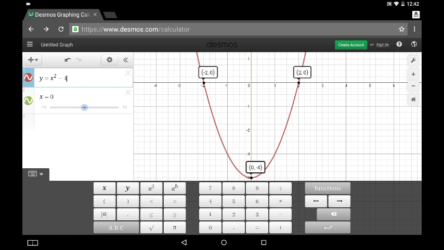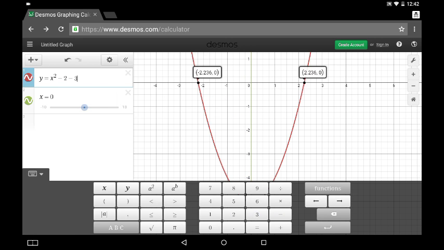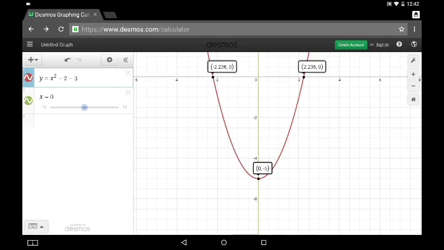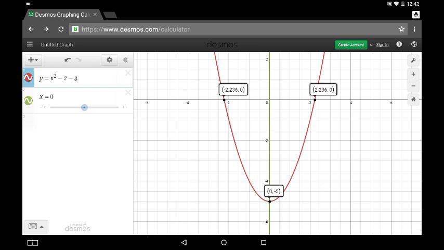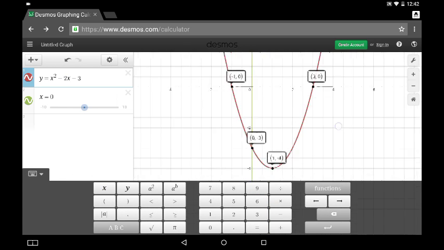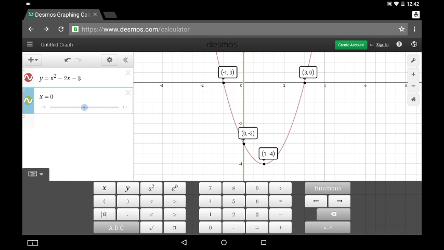Let's change something else in this equation and see what happens. Y equals x squared minus 2x minus 3. Now we're getting some slightly weirder numbers because of the equations I picked. Oops, that shouldn't be negative 2, that should be negative 2x. Okay, so you'll notice that now our vertex has shifted. It's no longer right along the axis of symmetry, it's no longer at x equals 0.